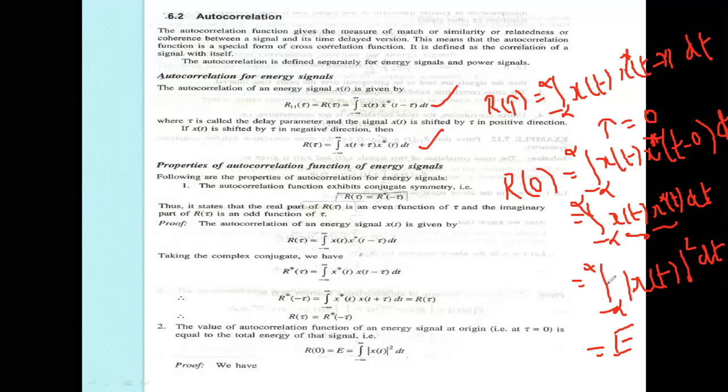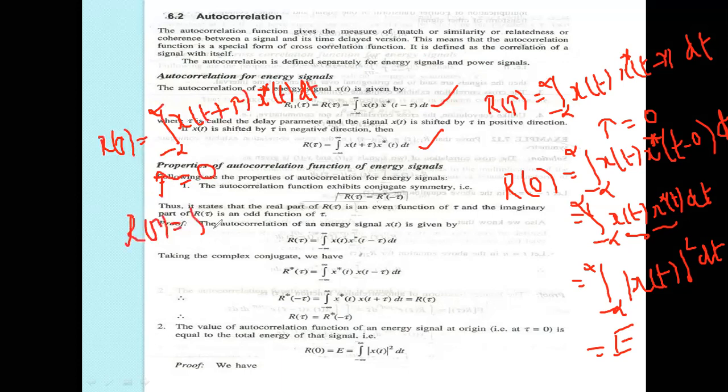What is the energy? E is equal to the integral of the squared magnitude of x of t dt. Or otherwise, you can use this equation also. R of tau for the negative direction values of tau is the integral from minus infinity to infinity of x of t plus tau x star of t dt. Now tau is equal to 0 here, so it is the integral from minus infinity to infinity of x of t times x star of t dt. Now what is x of t times x star of t? Nothing but the squared magnitude of x of t dt, which is equal to the energy of the signal.